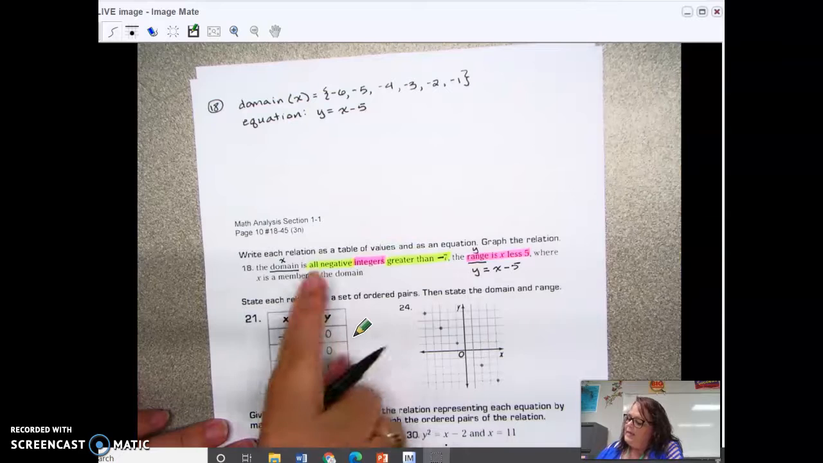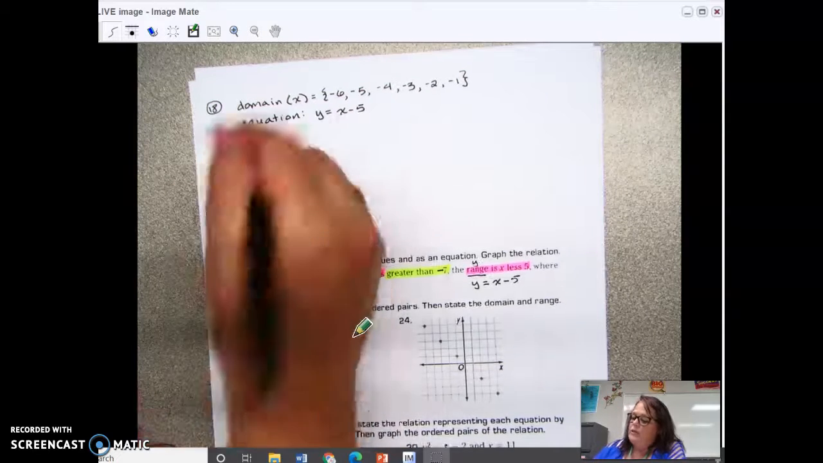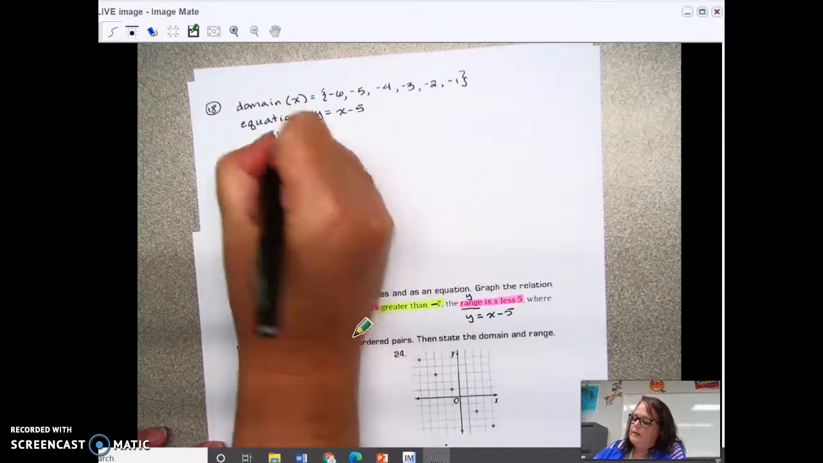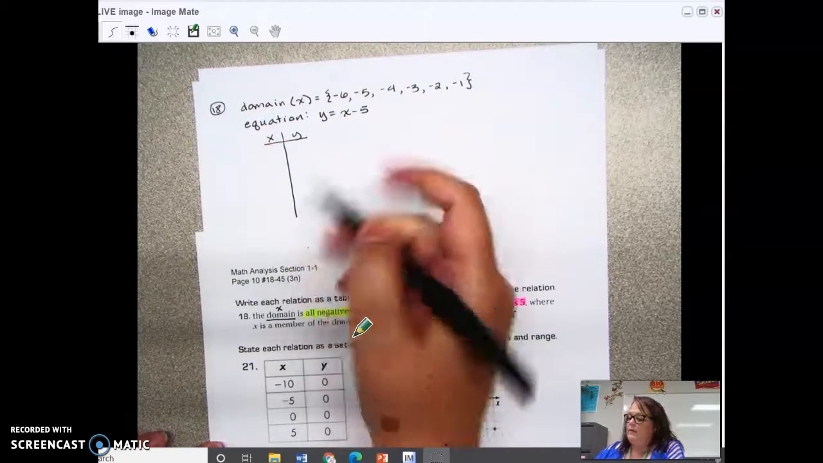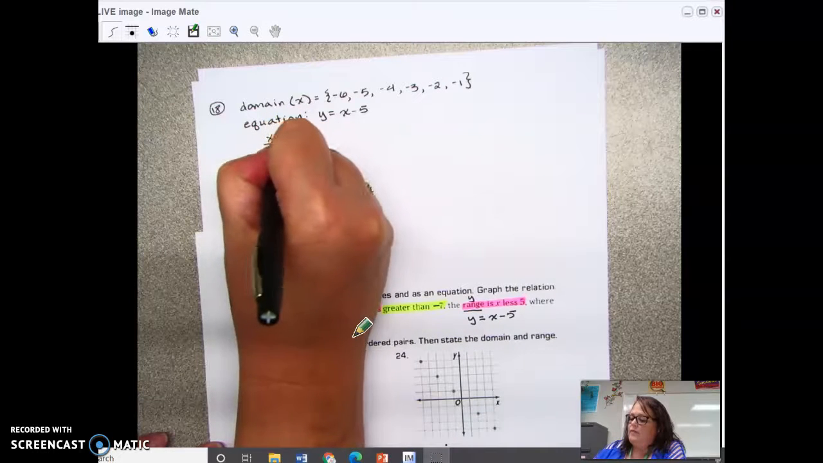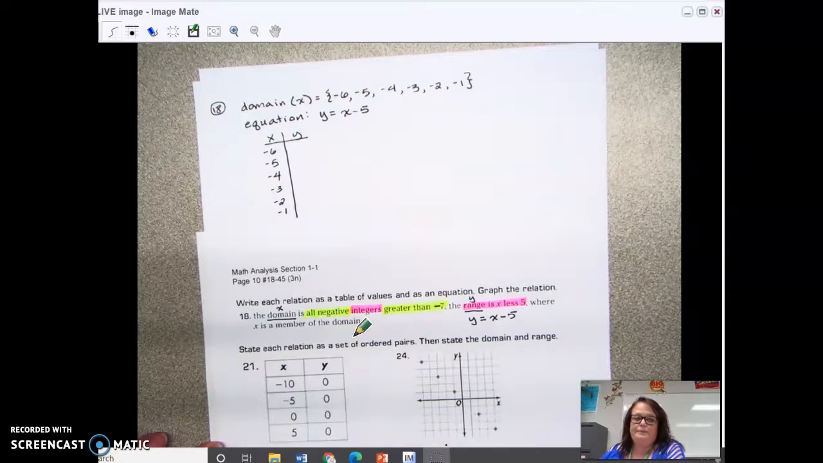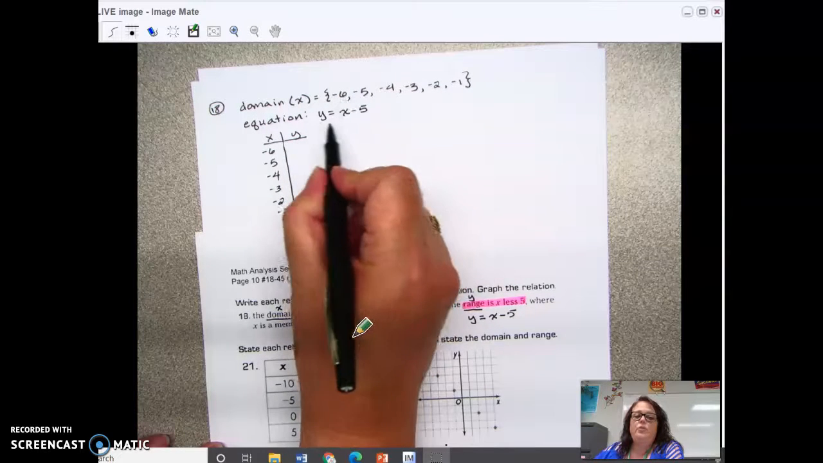Okay? Then the next thing they ask us to do is a table of values. So I'm going to do an xy chart. Move this paper down. My left-hand side is going to be the list of all my domain values: -6, -5, -4, -3, -2, and -1. And then to find my y values, I'm going to use this equation.